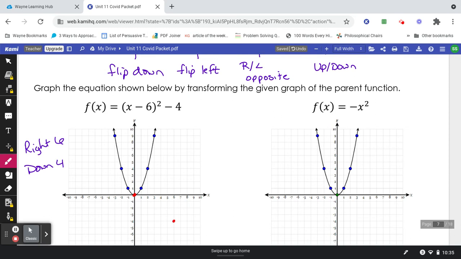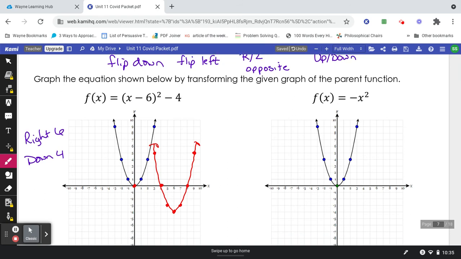Then I'm just going to do that with each point. Right 6, down 4. Right 6, down 4. A little bit off on that one. There we go. Right 6, down 4. And you're just going to create that same shape by moving each of your points right 6, down 4. If instead of moving each of your points, you would rather just look at the shape and get the pattern of dots in the correct place, that's fine as well.